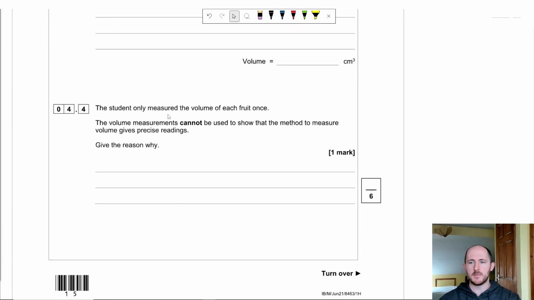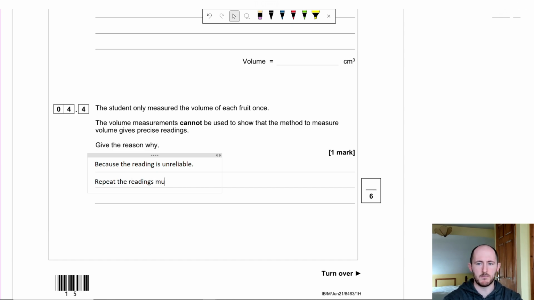For part 4, the student only measured the volume of each fruit once. The volume measurements cannot be used to show that the method to measure volume gives precise readings. Why not? Well, the thing is, we don't know if it's going to be precise or accurate because it's an unreliable reading. So because the reading is unreliable, to fix this, we need to repeat the readings multiple times. If you measure the weight of something, you say, oh, it's this, and then you don't check, how do you actually know it's an accurate value? Which is basically the point that they're trying to make.